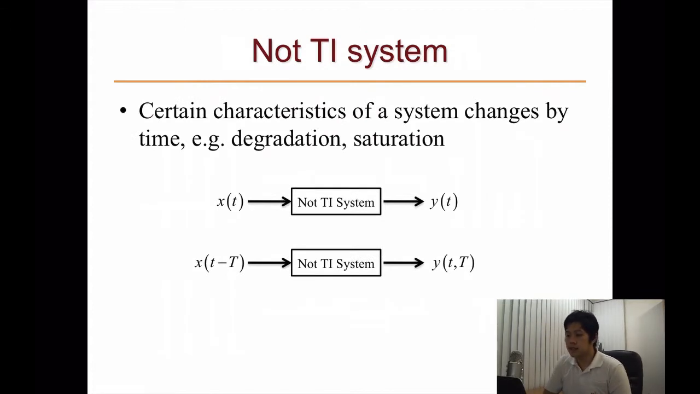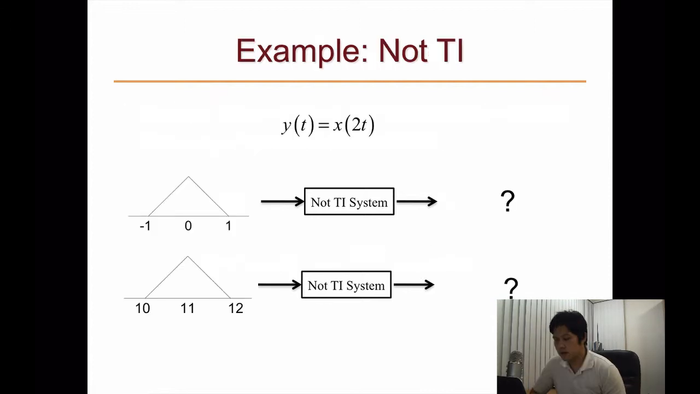For a non-TI system, the characteristic may change over time, like degradation of equipment, or saturation if we are talking about a chemical process. So when you feed an input x(t) to the system and you get the output y(t), feeding the shifted version of the input x(t) into the system may produce a different type of output. An example of non-TI systems.